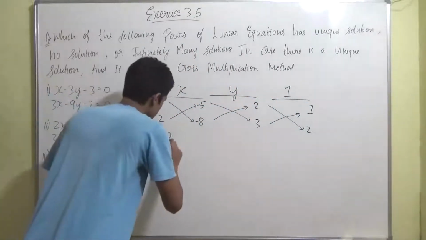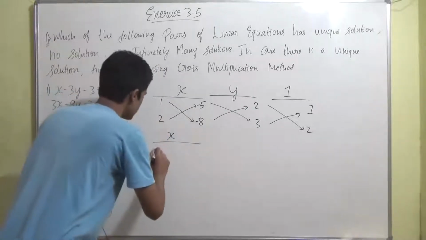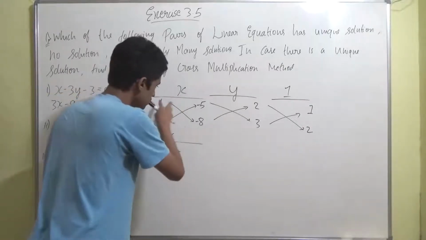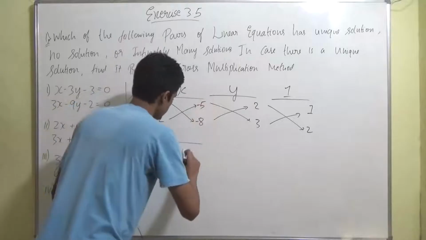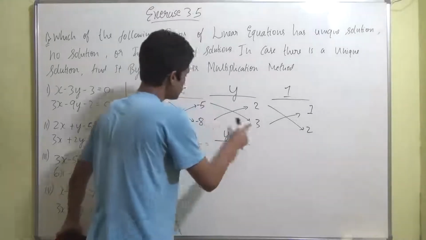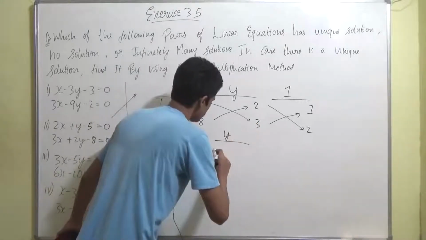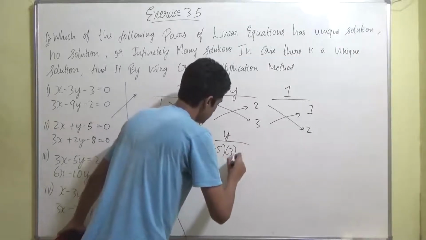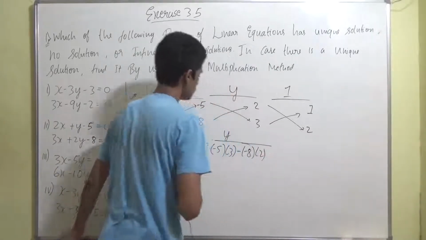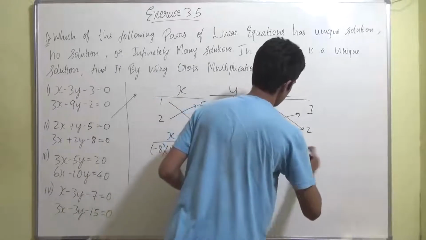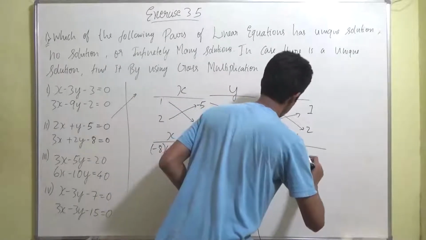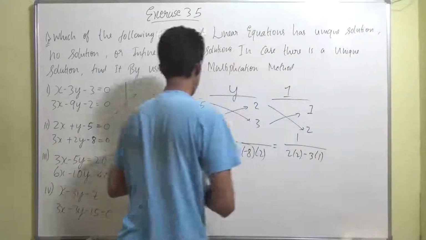Now what will you do? You will be writing like this: x by minus 8 into 1 minus these two terms multiplied, equal to y by these two terms multiplied minus these two terms multiplied, that is minus 5 into 3 minus minus 8 multiplied by 2. Now let's go to the last one, that is 1 by 2 into 2 multiplied minus 3 into 1 multiplied. Done.